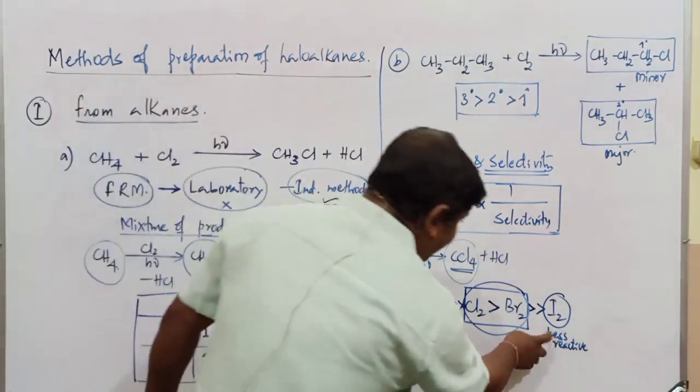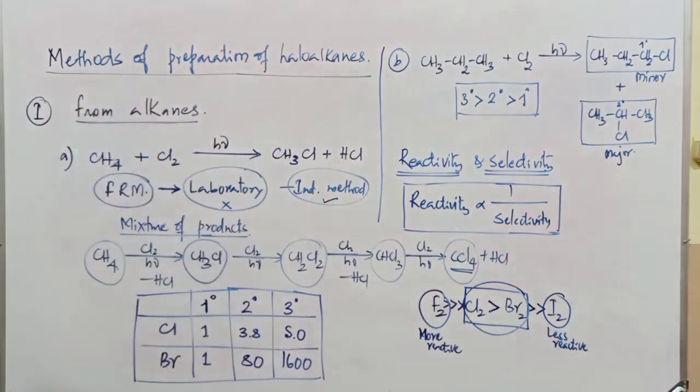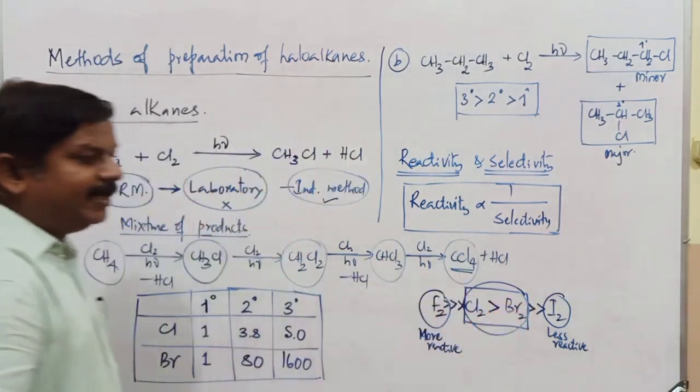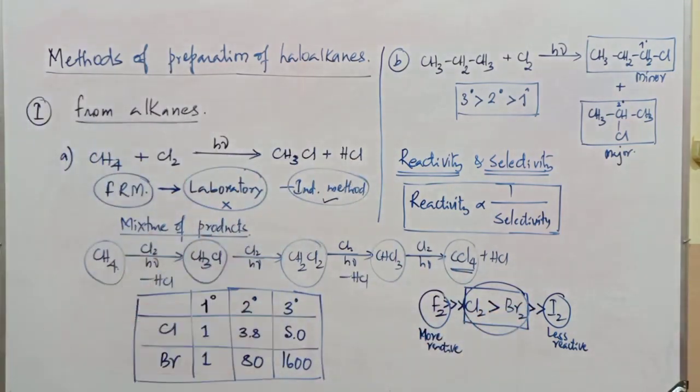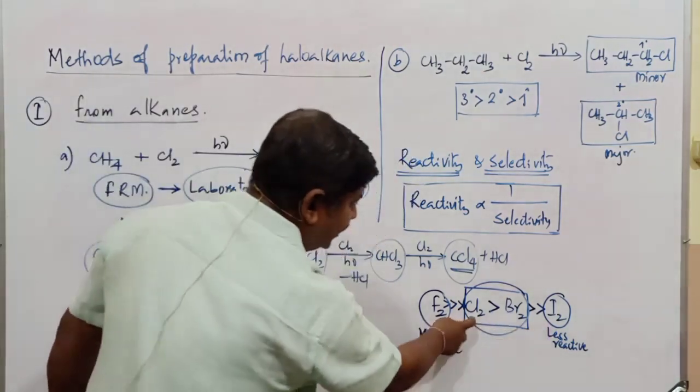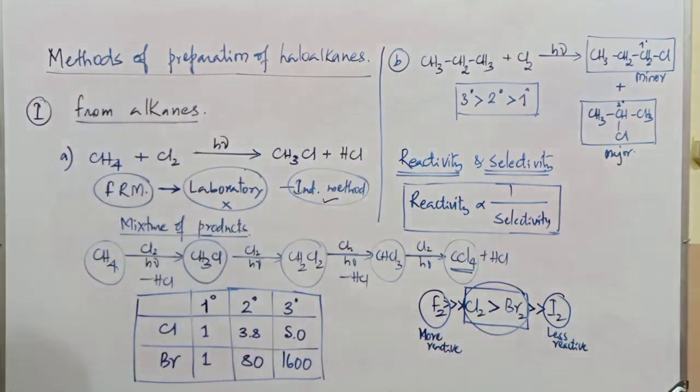Even if you consider iodine, the selectivity of iodine is found to be maximum, but we are unable to consider it because it is found to be less reactive. The reaction itself does not take place. Because of that reason, we won't consider iodine. It's only chlorine as well as bromine.